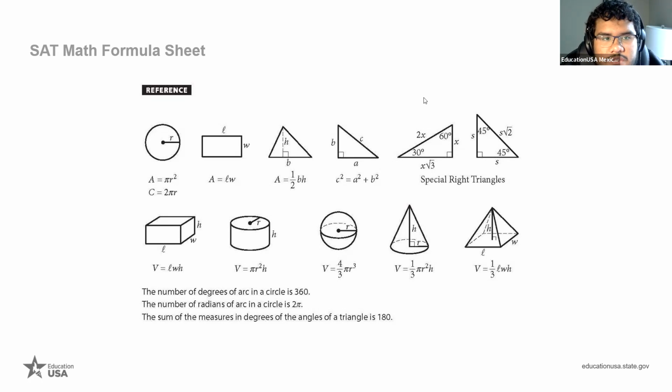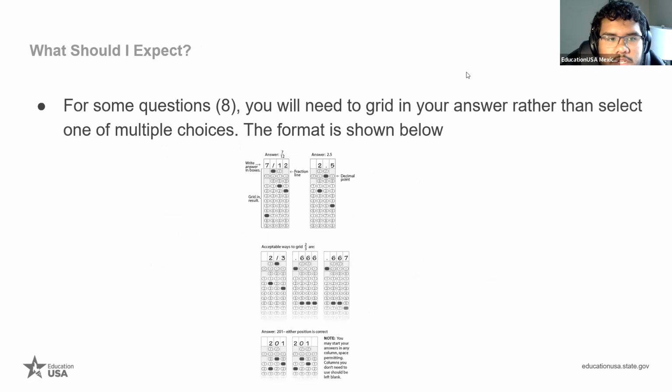But yeah. So moving on here. Also, as I mentioned previously, for some questions, specifically 8 on the calculator portion of the math test, you will need to grid in your answer rather than select one of multiple choices. And here's how it works.